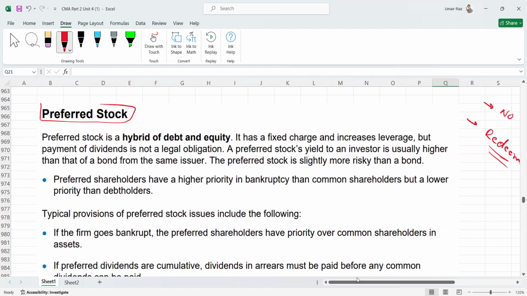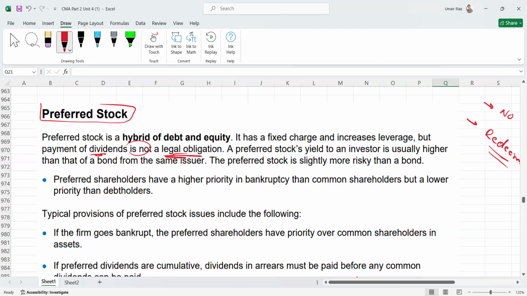Another point, please remember: here the dividend payment is not a legal obligation. It is not legal because it is not a contractual obligation unless it is declared. If you declare it, then you have to pay, right? But it is not a legal obligation. Sometimes they may ask a question in your exam, asking you to identify the statement which is correct or incorrect, and they can include this point. So please remember, whatever dividend we are paying on the preferred stock is not a legal obligation of the company unless it is declared by the company.